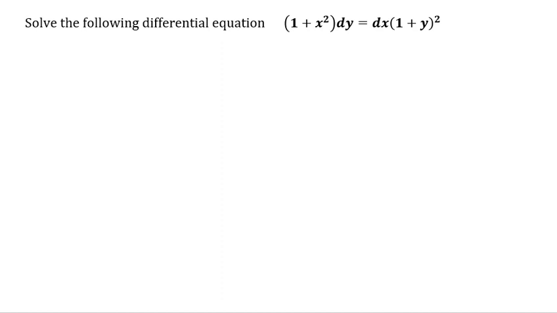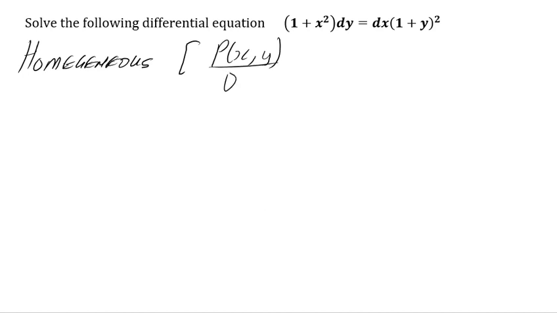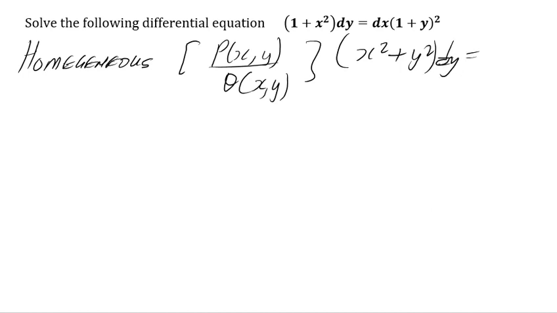There's homogeneous, there's exact differential equation, and there's also direct integration. So I'm going to break it down. A homogeneous differential equation is when you have got P(x,y) over Q(x,y). What I mean by this is when you've got mixed functions. So you'll have maybe x squared plus y squared, multiplied by dy, is equal to xy.